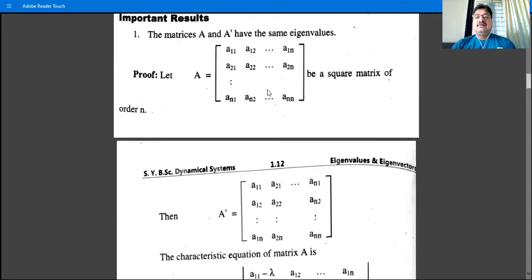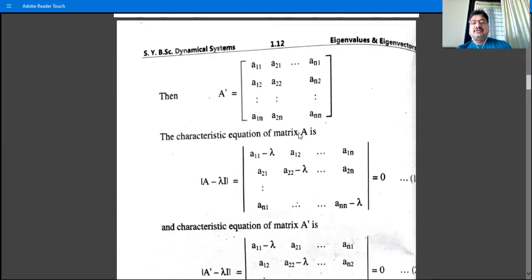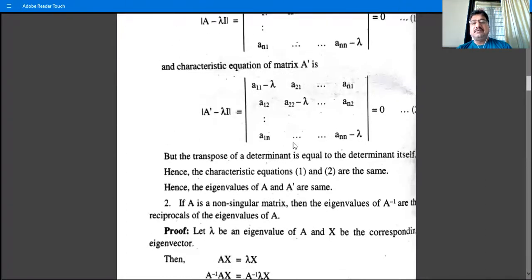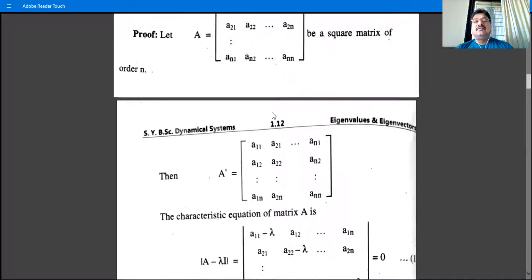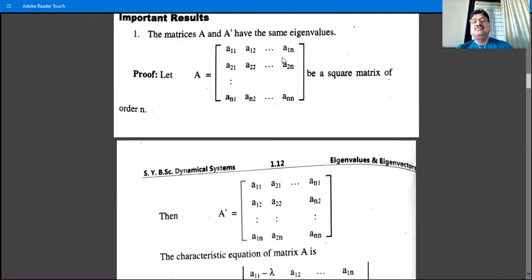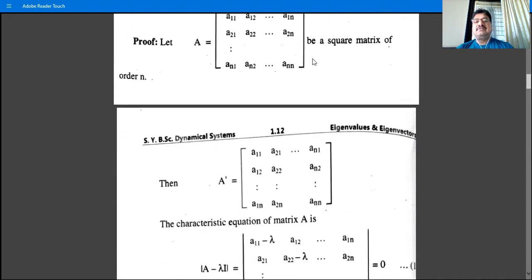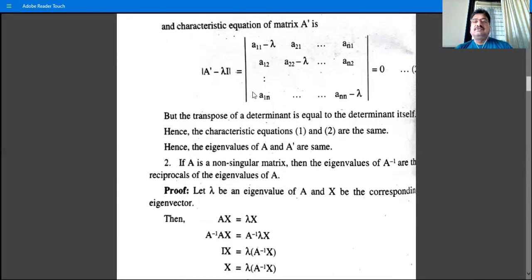So this is the A matrix, and how can we write its transpose A dash? Write the first row as the first column: A11, A12, A1n. Write the second row as the second column. Write the last row as the last column. So this is A dash, and A and A dash both have the same eigenvalues. This is the proof that A and A dash have the same eigenvalues. As far as MCQ type questions are concerned, we only need to remember that A and A dash have the same eigenvalues. No need of this proof.